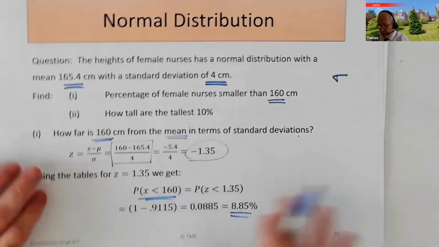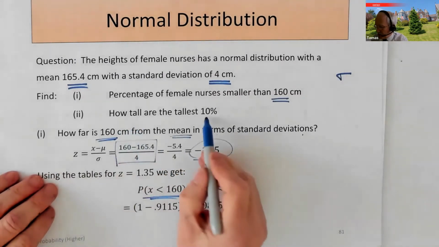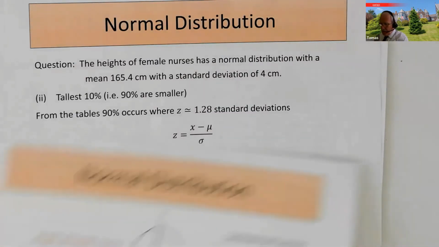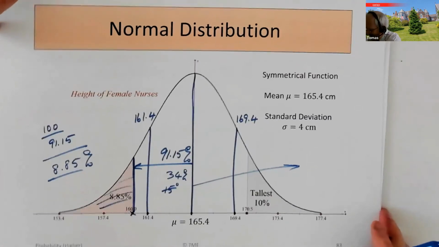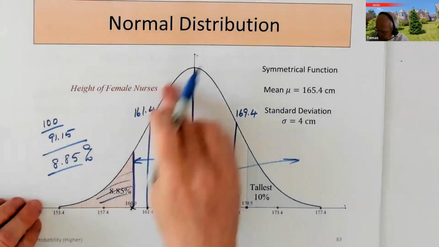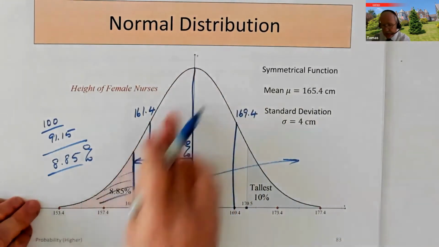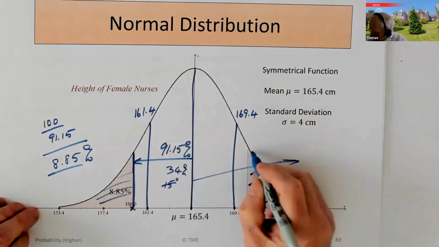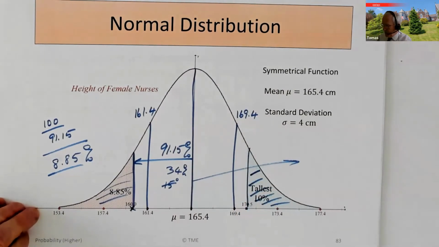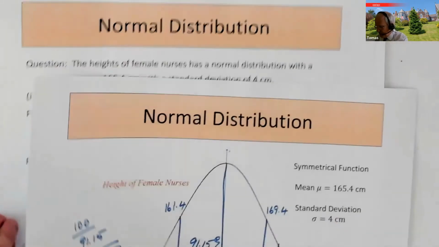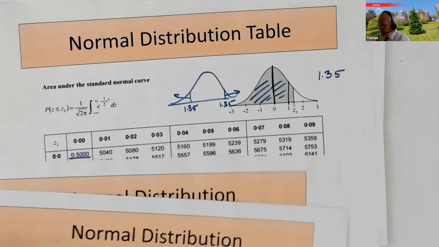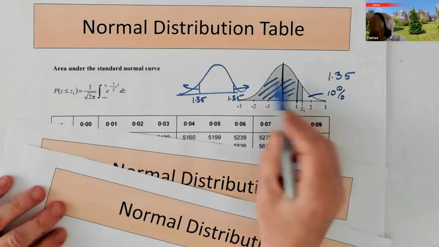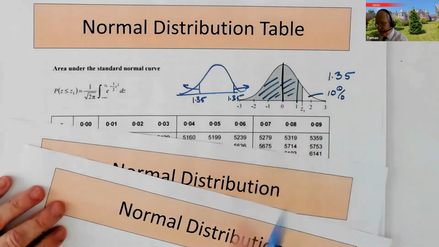Now, another way of looking at this question is, how tall are the tallest 10%? Now, I want the tallest 10%. In this particular graph, here's the nurses again. I'm looking at the tallest 10% up here. If I was using this graph and I wanted the top 10%, the shaded area would have to be 90%.